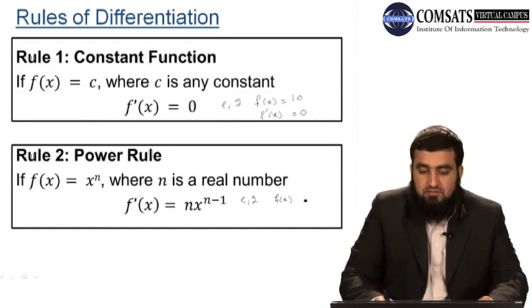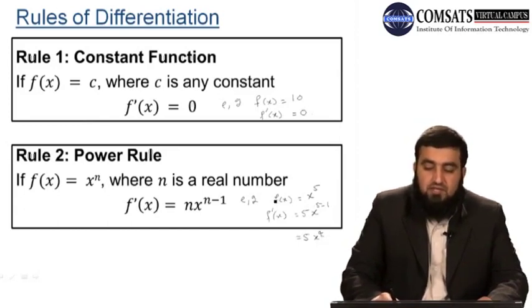For example, if f of x is equal to x to the power 5, then f prime of x will be equal to, here n is 5, so n which is 5, x which is your variable, to the power 5 minus 1. So f prime of x is equal to 5 x to the power 4. So the derivative of f of x equal to x to the power 5 is 5 x to the power 4 by using this power rule.